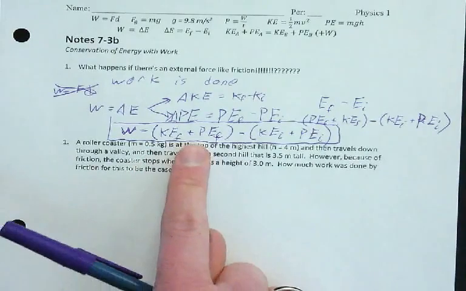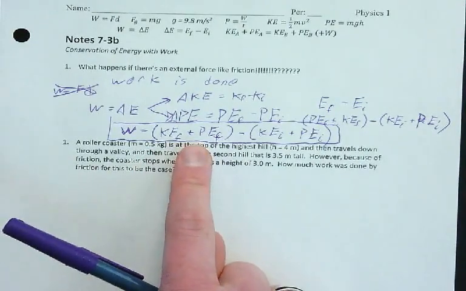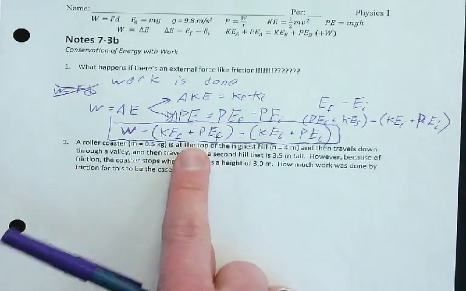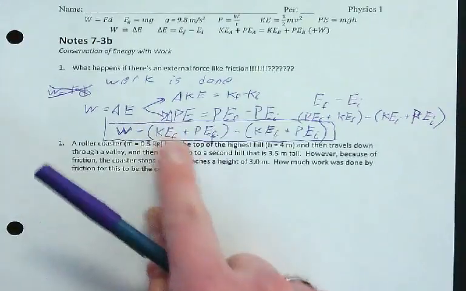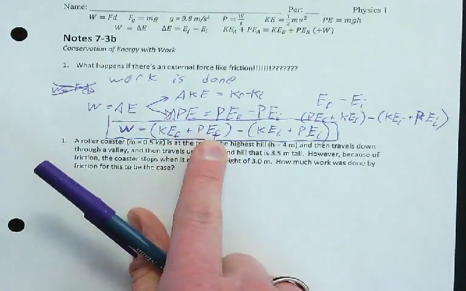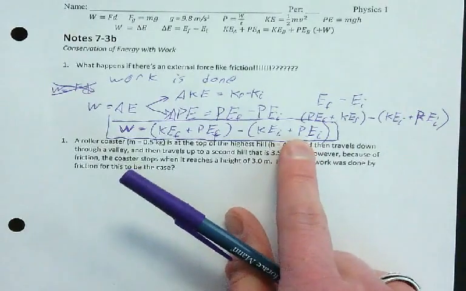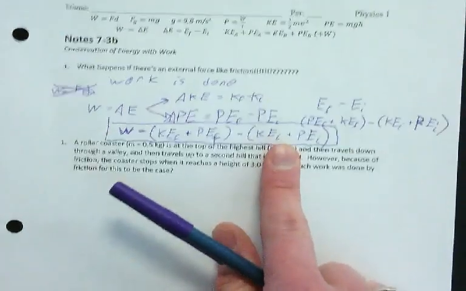Work equals change in energy. Okay, change in energy is final minus initial. And the final is kinetic plus potential added together. The initial is kinetic plus potential added together. So this is the main equation.